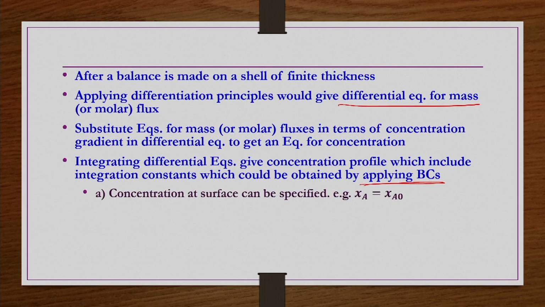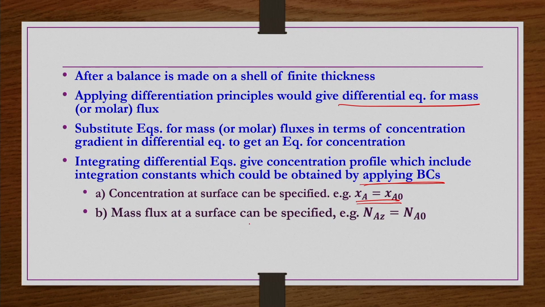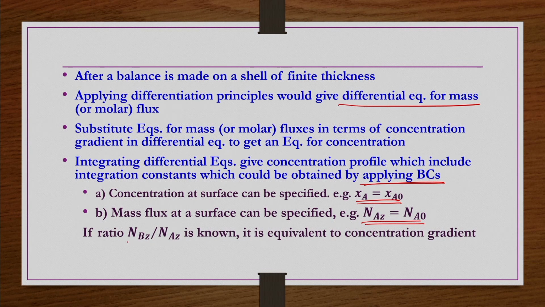One is the concentration at the surface can be specified, that is the simplest boundary condition. Another one is the mass flux at a surface can be specified, that is NAz may be some constant NA naught, something like that, or the ratio NBz by NAz is known, then it is equivalent to the concentration gradient.